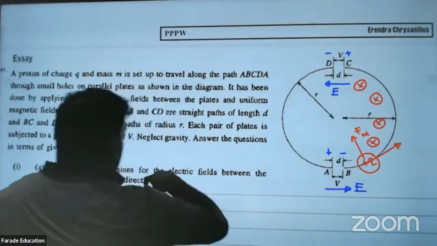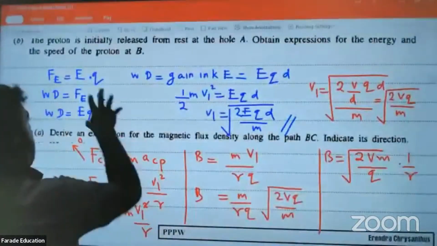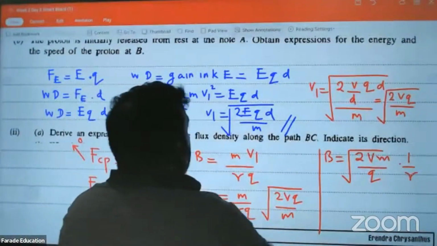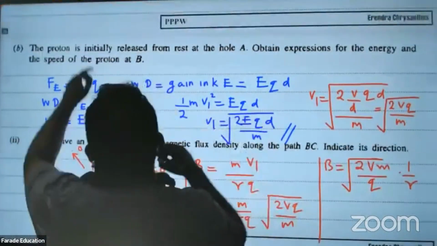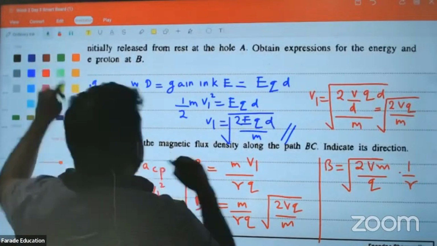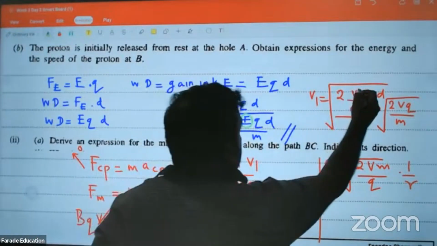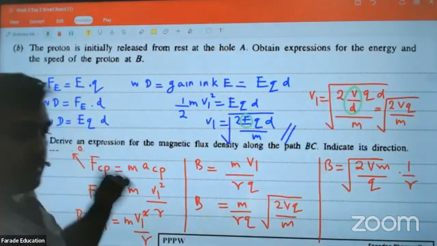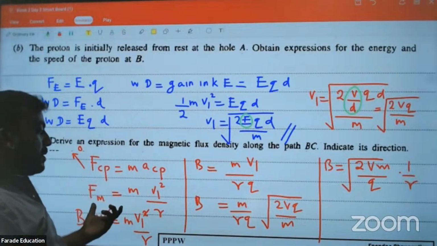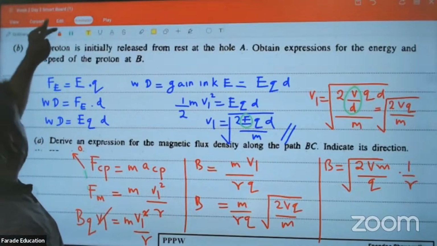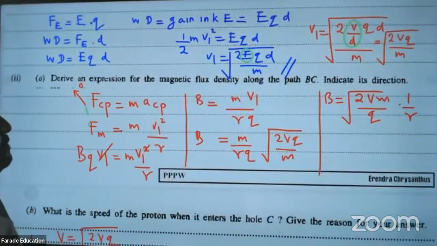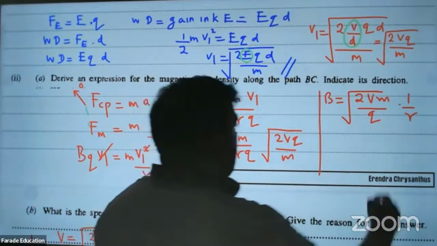So here, work done is equal to gain in kinetic energy. For E, we can substitute this V over D. Right. Going in a circular path, who is providing centripetal force? Magnetic force is providing the centripetal force. Here you'll get the magnetic field.